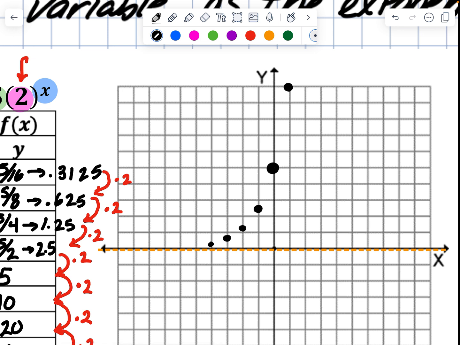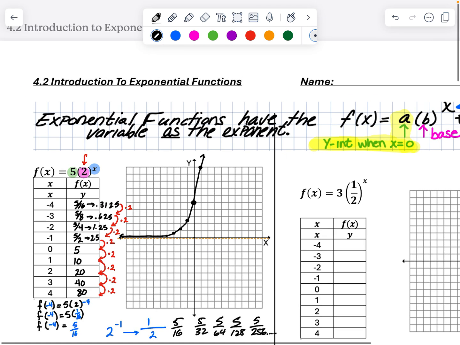So our graph is going to move, I'd have a very hard time graphing these, but our graph is going to move, let me try again. Our graph is going to move very much like this. And that is how our graph is going to move.